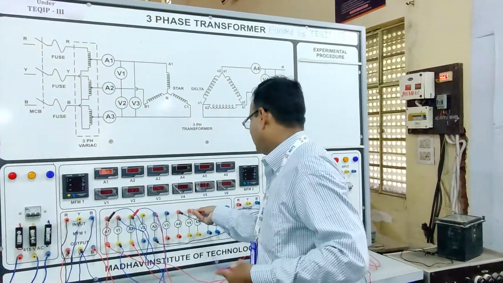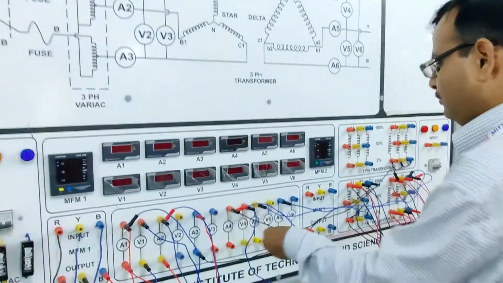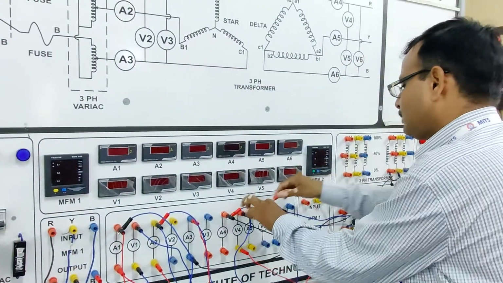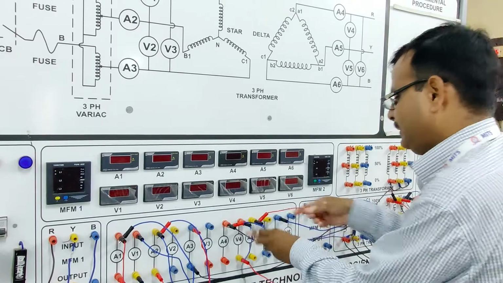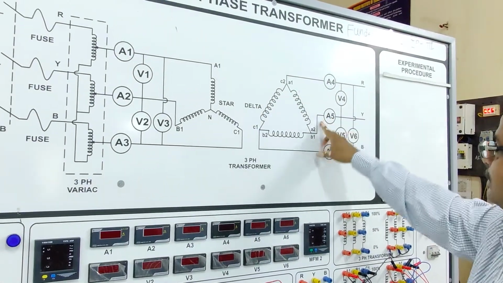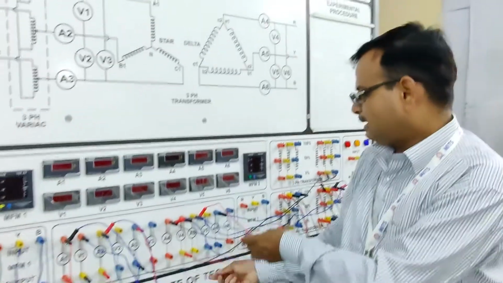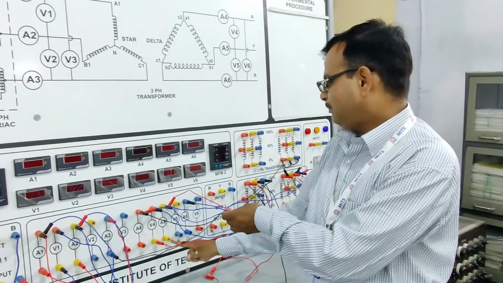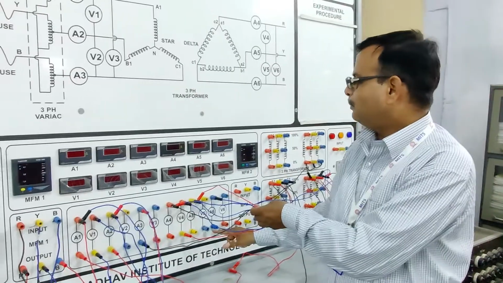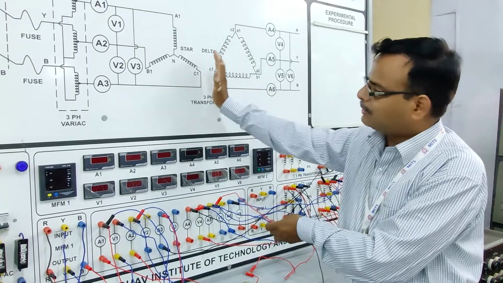So this voltmeter V4 connects here across A4, and another connects across A5. So this voltmeter measures the line to line voltage across the secondary winding, and these 3 points, A4, A5, A6, are open. So this is the circuit for the open circuit test that we have to complete.